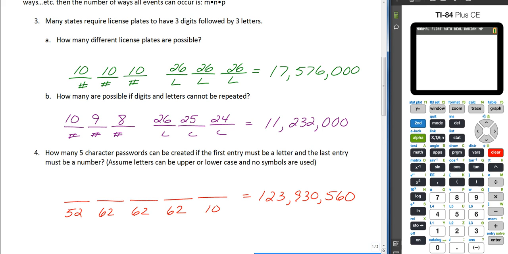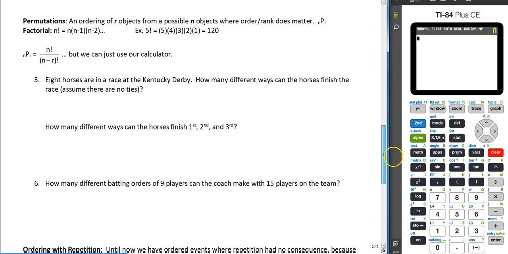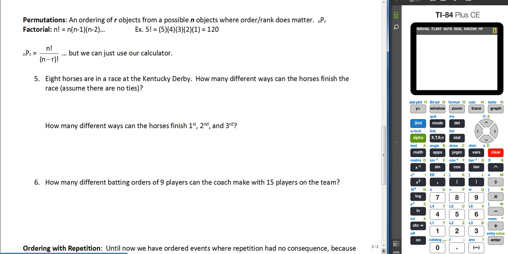So can you imagine how secure your password could be if you had 7 places with symbols allowed? And of course you can go calculate that now because now you know how. Okay, so that's our counting principle. Now we're going to switch over to permutations. Now permutations is when an order matters.